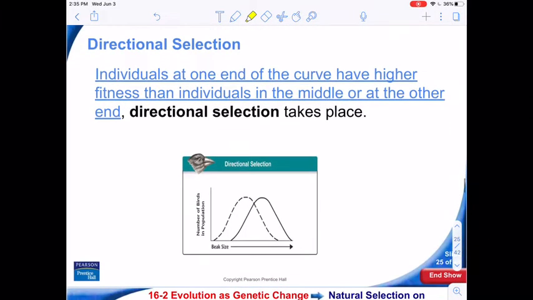If natural selection occurs in a population by directional selection, individuals at one end of the curve have higher fitness than individuals in the middle or at the other end. For example, we have birds with certain beak sizes. And in this case, the original population, which is shown by the dotted line in the graph, the average beak size in the middle was beneficial at one point in time.